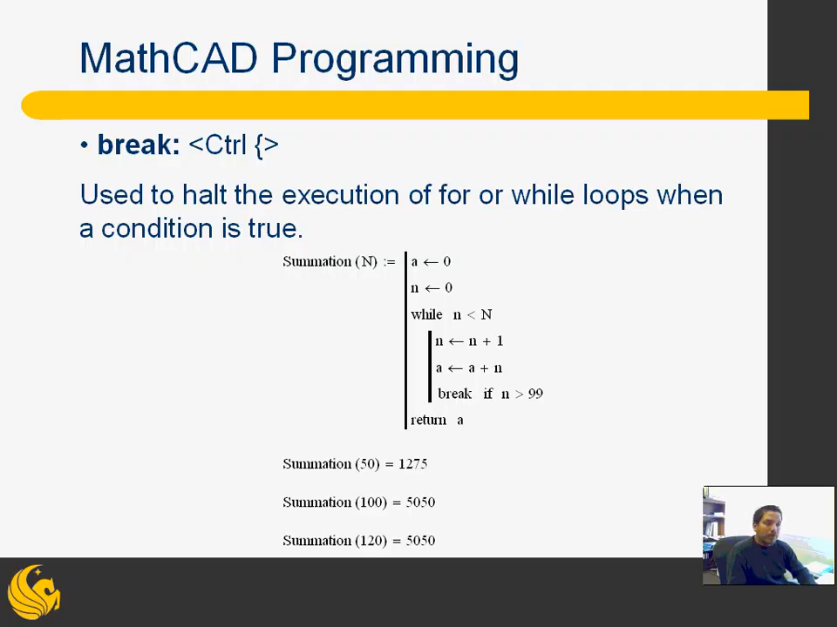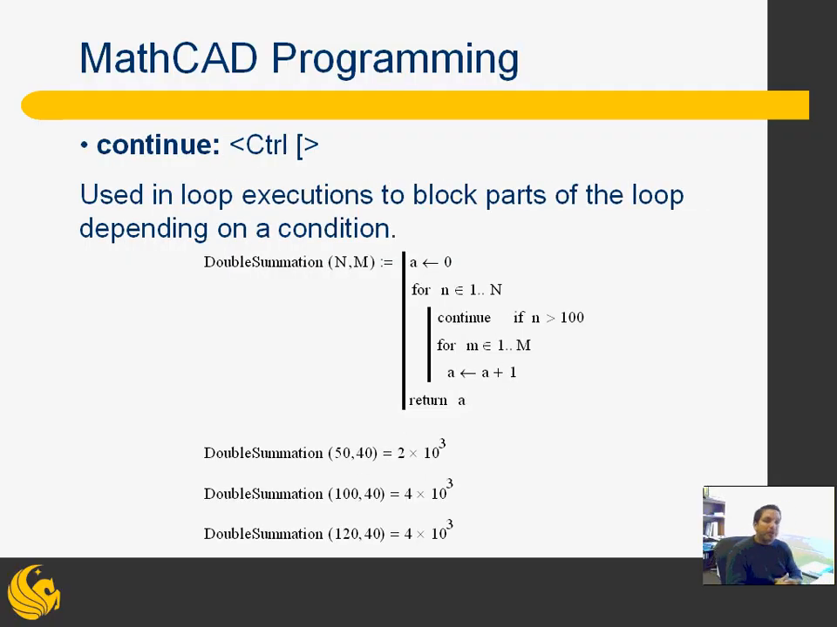Now another very similar statement is a continue statement, which would actually do the opposite of the break. It is also used in loop executions, within the loop. In this case, I'm using it within a for loop to block parts of the loop depending on a condition. So notice that we're doing a double summation of two numbers, n and m. It should provide a double summation of n and m. It should actually give us back the multiplication of n times m.